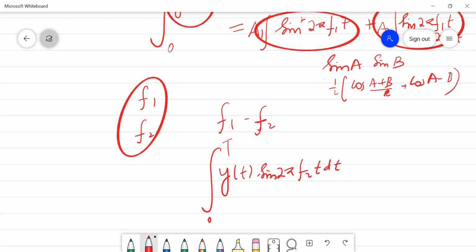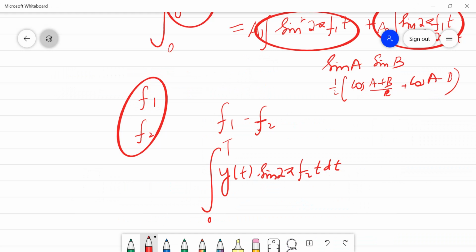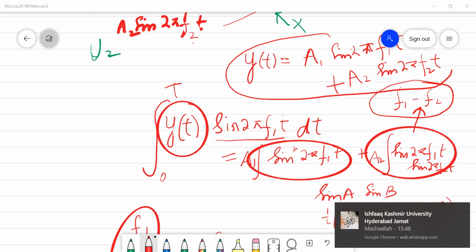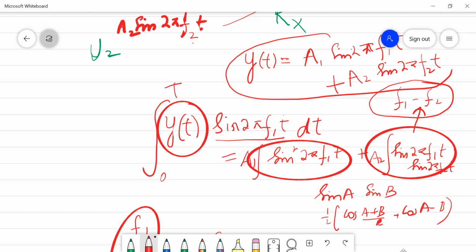Okay, so this was just a brief mathematical explanation of why we go for frequency division multiplexing and what it means. A number of independent signals, here f1 and f2 are two different frequencies, two independent signals, can be combined into a composite signal suitable for transmission over a common channel. Now this y of t, you can think of as the composite signal which we have transmitted over it, right? Okay, so that is what it means.